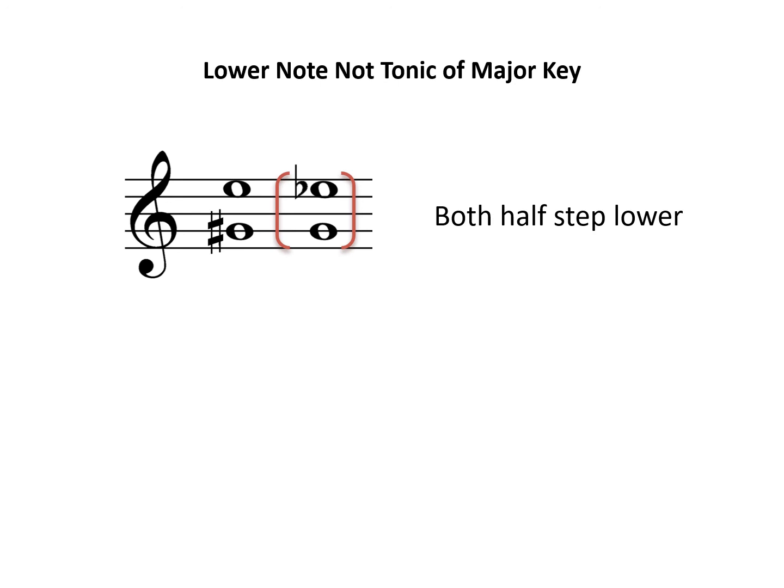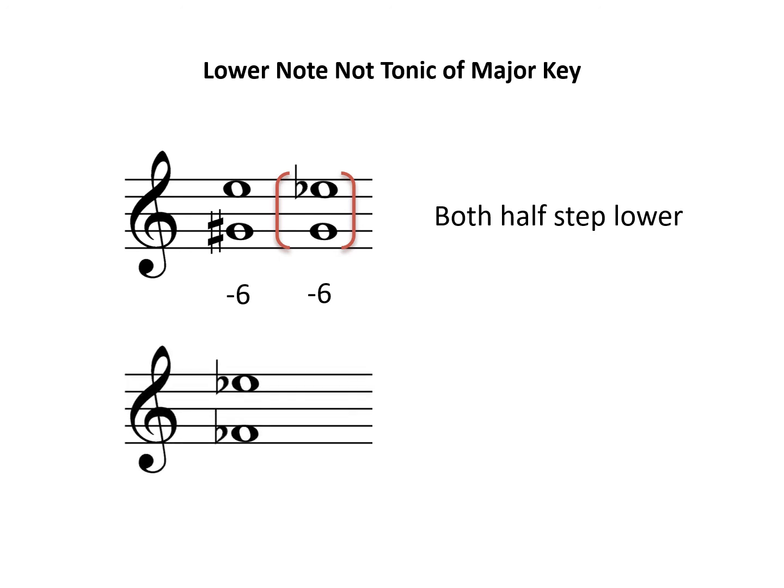This creates a parallel interval with the same name as the given interval. So the parallel interval is a minor sixth, and the given interval will also be a minor sixth. Here's another example. In this case, we'll raise each note a half step so that we are using the key of F major. Then the interval can be named as a major seventh.